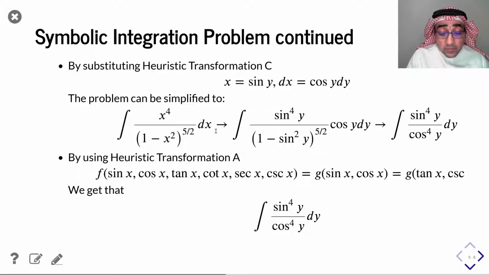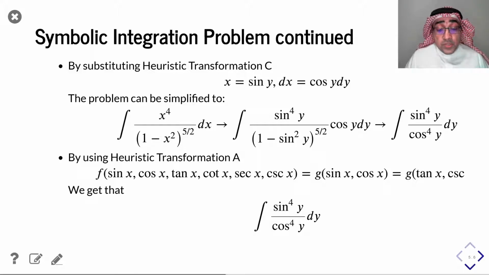And when we apply this, we substitute for x sine y, and we get this equation, and for the dx, cosine y dy. We can actually simplify this because 1 minus sine square of y is basically cosine square. The cosine square to the power of 5 over 2 is cosine to the power of 5 because the 2 will cancel with the 2. And then we have a cosine y over here. This is going to cancel out, so we'll have a cosine to the power of 4 in the denominator, and the numerator will be sine to the power of 4y. So you can see this problem is much simpler than this problem, okay? And this is something that we can actually handle much better than this.